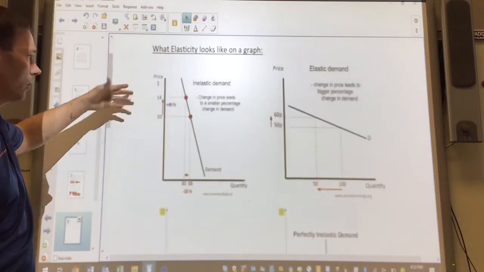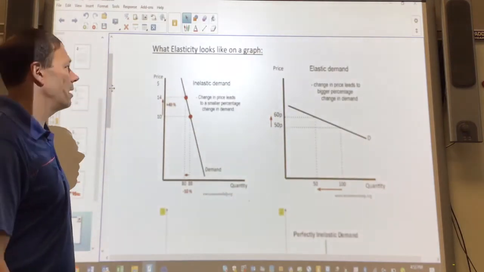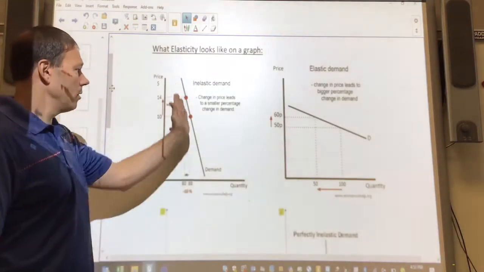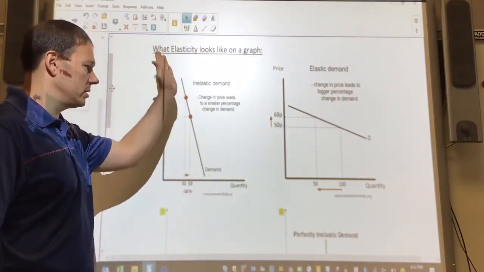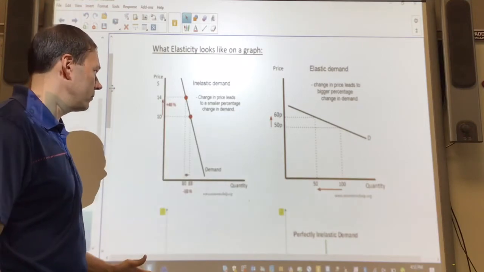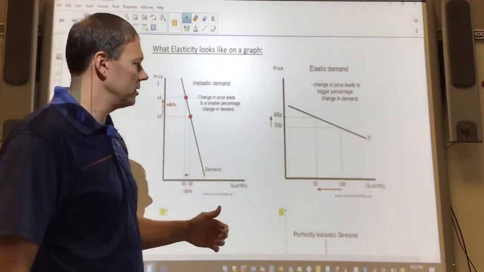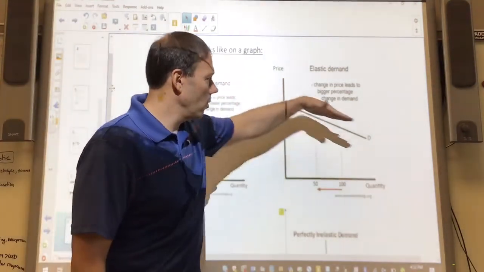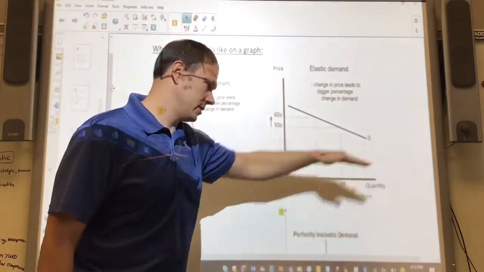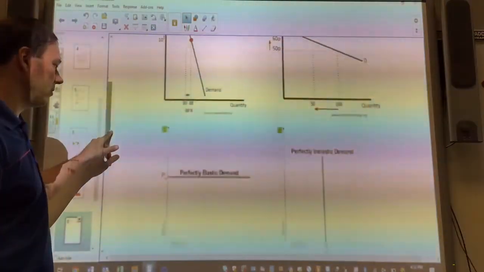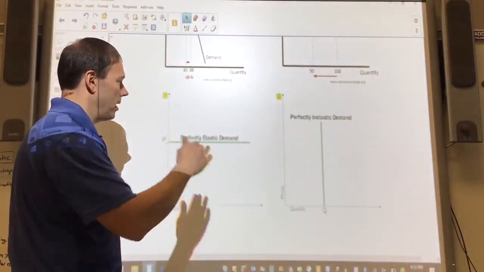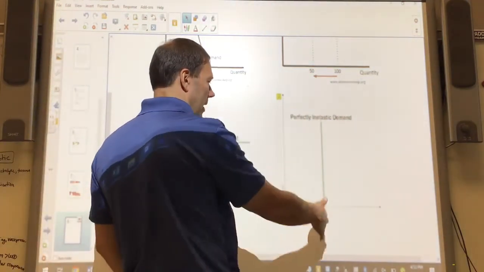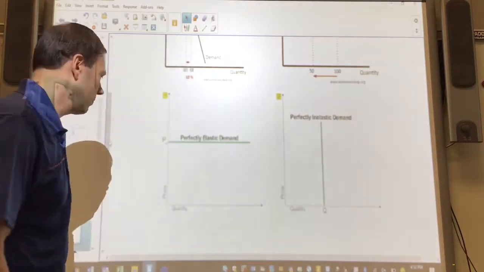Now, real quick, this is pretty simple, what elasticity looks like on a graph. The more vertical the line, the more inelastic it is, showing that changing prices do not have a big influence on demand or supply. It could be supply as well. And the more horizontal, the more elastic. Of course, then perfectly elastic demand or supply is horizontal. Perfectly inelastic is vertical. So just a refresher on what the curves look like.